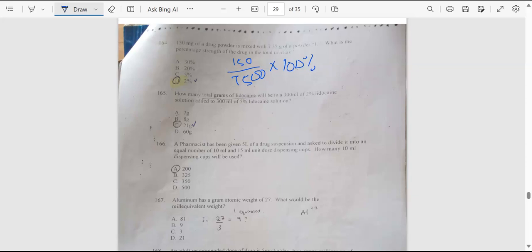Okay, number 165. How many total grams of lidocaine will be in 300 ml of 2% lidocaine solution added to 300 ml of 5% lidocaine solution?